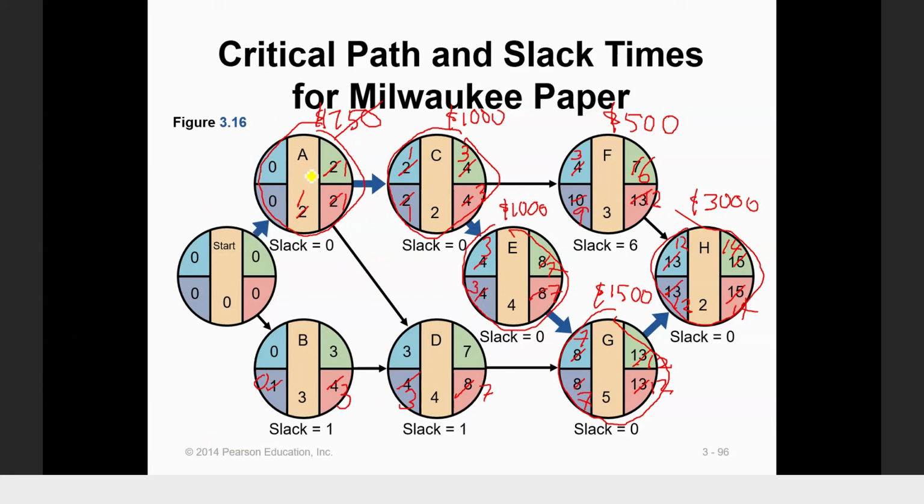Okay, we see that this is still critical. 1100, no slack, right? This also has no slack. They still maintain. So this is still maintained as a critical path, also critical path. This one maintains the critical path.